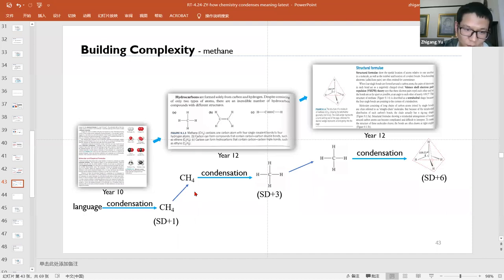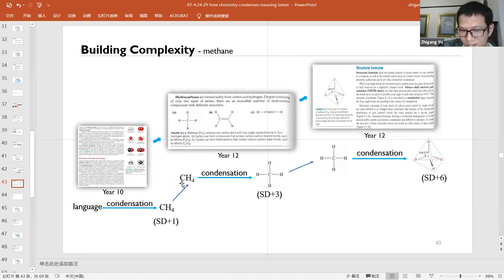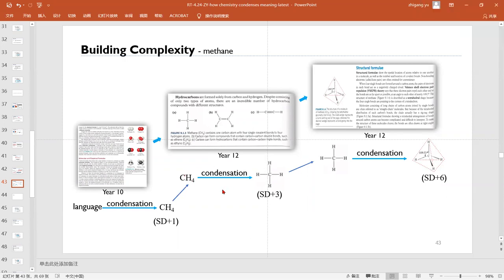Why? For this one, the molecular formula only tells you the composition of atoms: one carbon atom and four hydrogen atoms within the molecule. But this one shows you the composition, what has been shown in this molecular formula, but additionally it shows covalent bonds, a pair of shared electrons. This is additional meaning here, and also how these atoms are arranged. So there are two types of additional meaning here. That's why I argue this one has the stronger semantic density than this one. Yeah. Okay. Makes sense. Thank you.